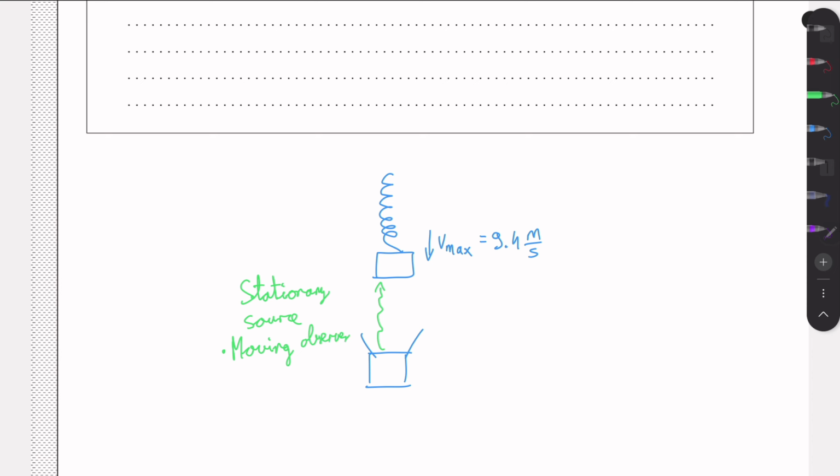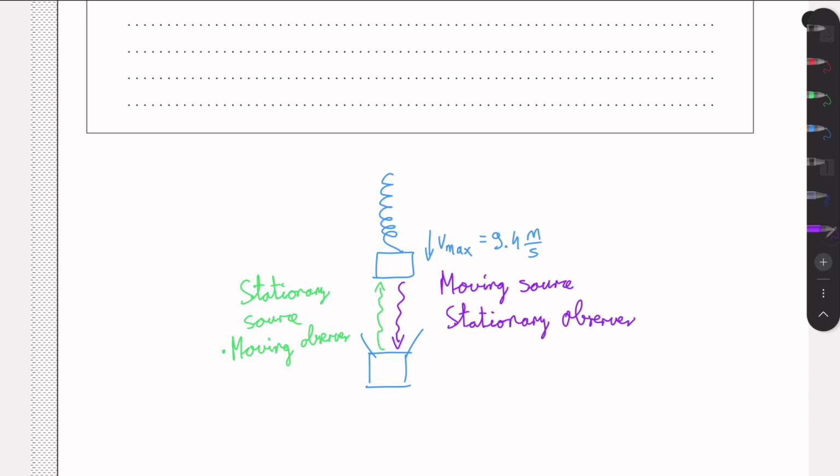And then this sound wave still has to be reflected back down so that the machine can detect this frequency. In this case, we have a moving source, as our block now becomes the source of the sound waves. So this purple sound wave originates on our block, and we will have a stationary observer, as our observer now, this machine, is stationary and will simply detect the frequency.